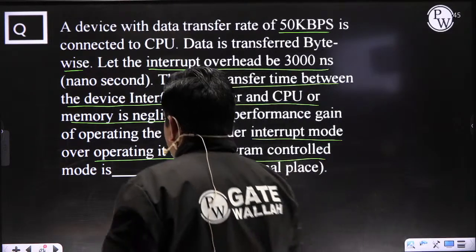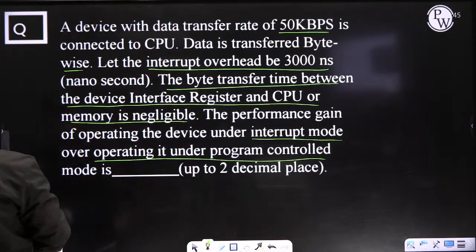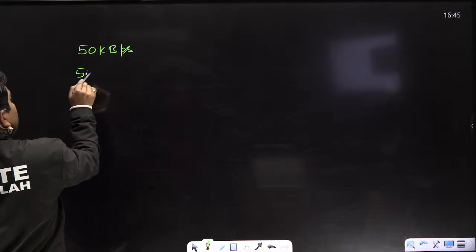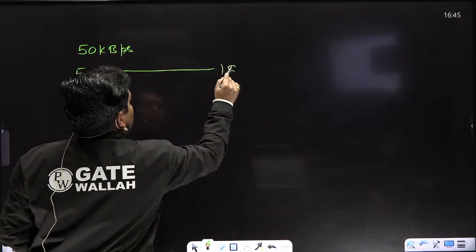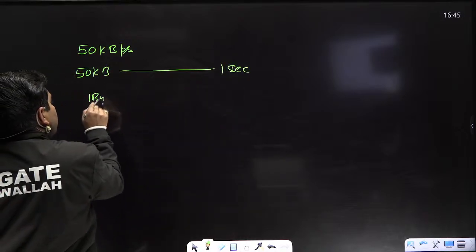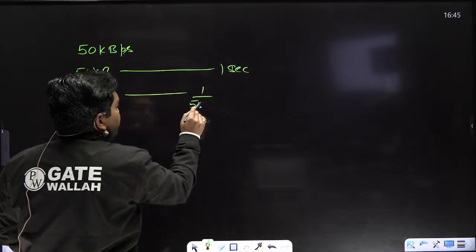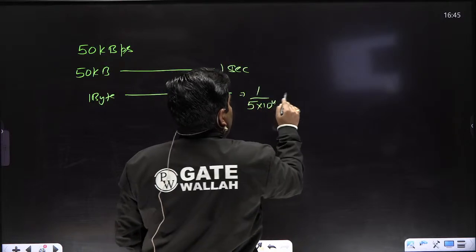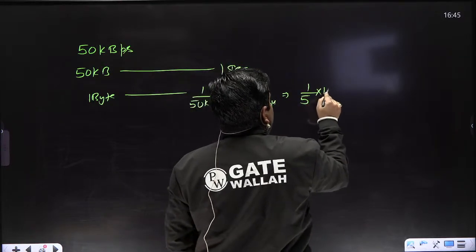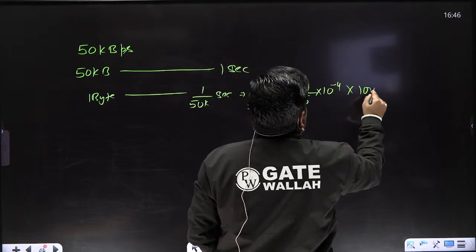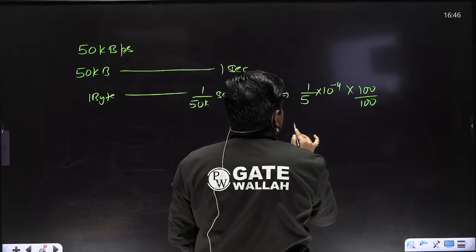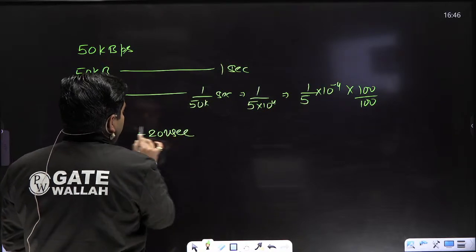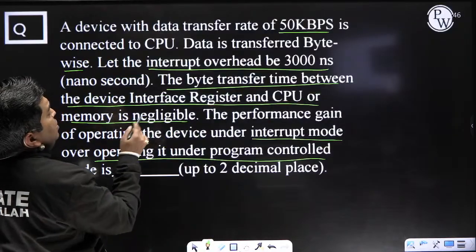Listen. Here, what is mentioned? 50 kbps. What is the meaning? 50 kb in 1 second. So in 1 byte, how much time will it take? 1 upon 50 k second. We can write 1 upon 5 into 10 raised to power 4, or 1 upon 5 into 10 raised to power minus 4? So I multiplied by 100 and divided by 100. So what are we getting? We are getting 20 microseconds in programmed IO.